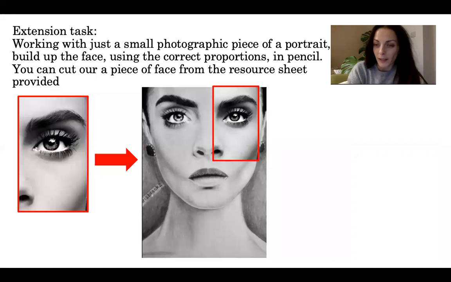If you manage to do all of that, then the extension task is to work with a small photographic piece of a portrait. So you can cut a piece out from one of the spares from the resource sheet if you want. And the example I've got on the screen just now is, I think it's Cara Delevingne, where you had a photographic image of her, just of the eye and the nose. And then only based on that information, the student has been able to draw the whole rest of the face. Because actually the challenge is for you to realise that even with the smallest amount of facial information, because of the measurements and the ratios, you should actually be able to get proportions right, even just from the measurement of one eye. So that's the extension.